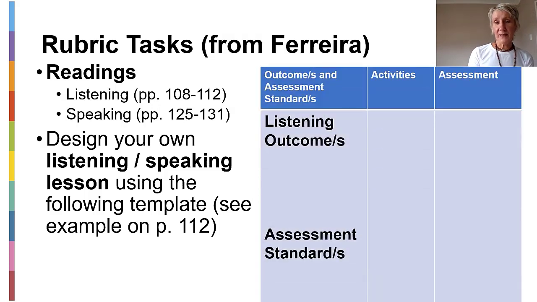And it looks something like this. So you're going to say, I'm going to choose speaking or listening. And then you're going to say what your outcome and your assessment standards are. So again, you're going to go to your CAPS document, listening outcomes or speaking outcomes for this task. And you're going to maybe list 1 or 2 outcomes. And then how you're going to assess them. Okay, what the assessment standard is going to be. Go and check the example in Ferreira.